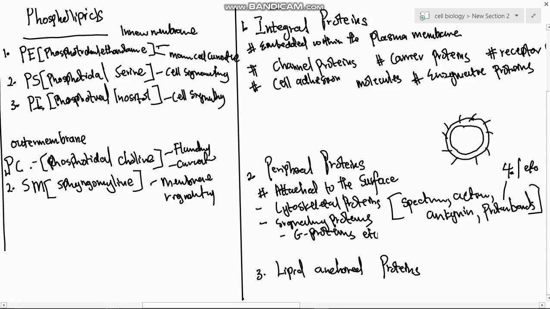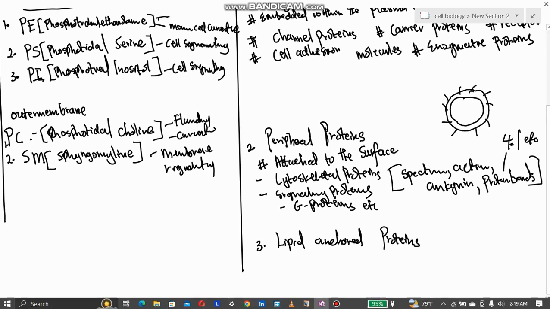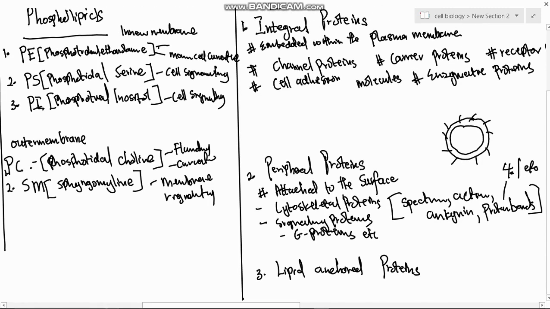Then we also have lipid embedded proteins. So these proteins are mostly incorporated with what? Lipids. We will talk much about this one in future videos. The lipid anchored proteins is also an alternative form of proteins that are found within the cell. Okay.